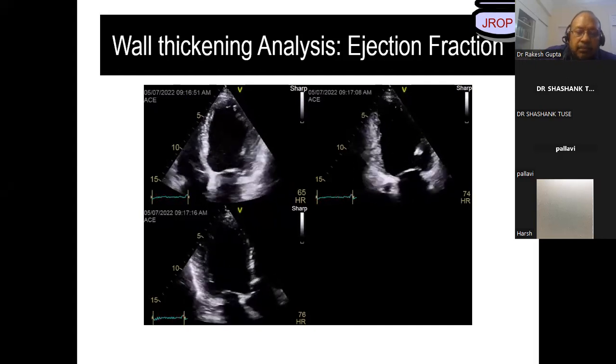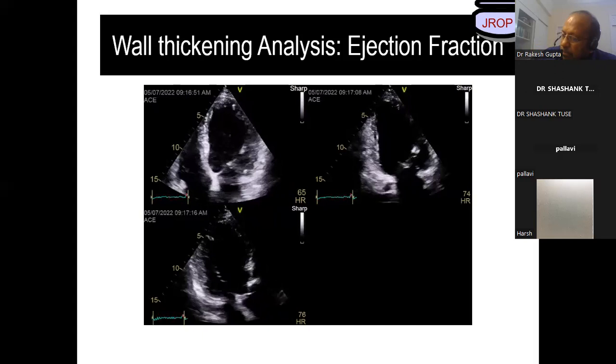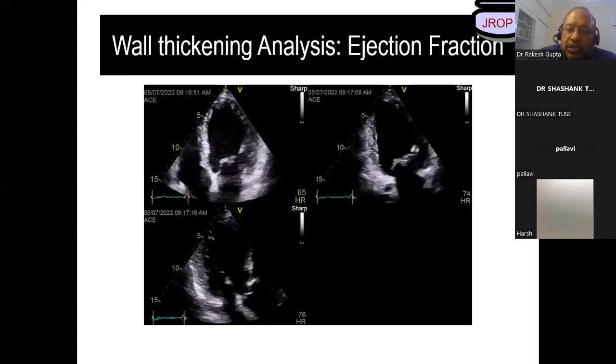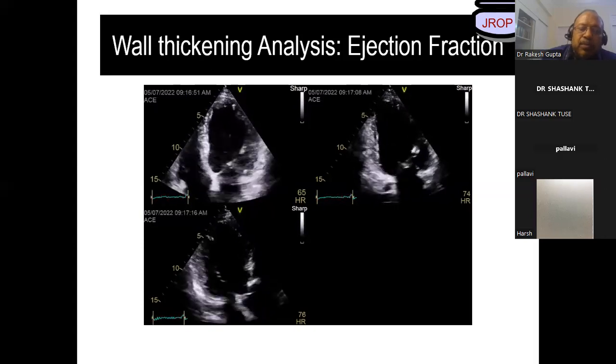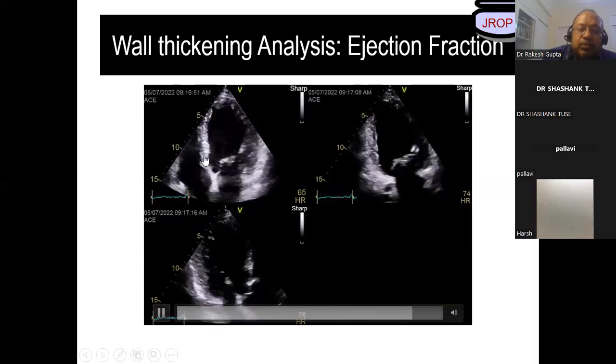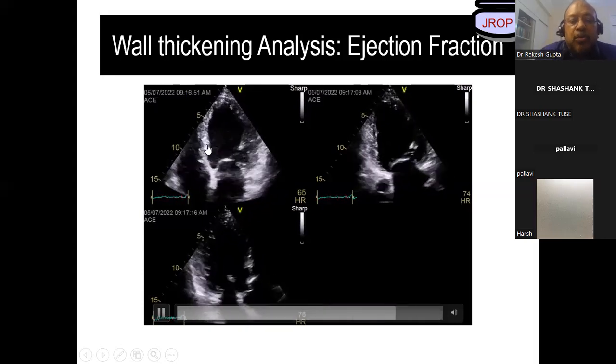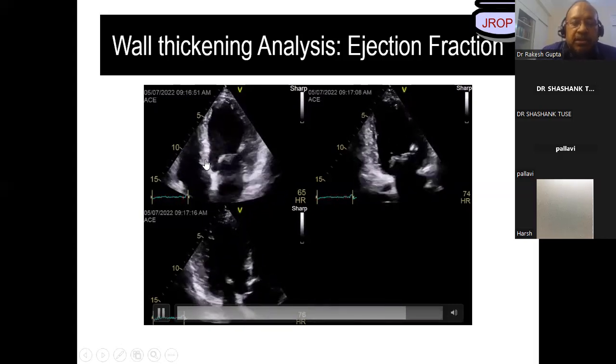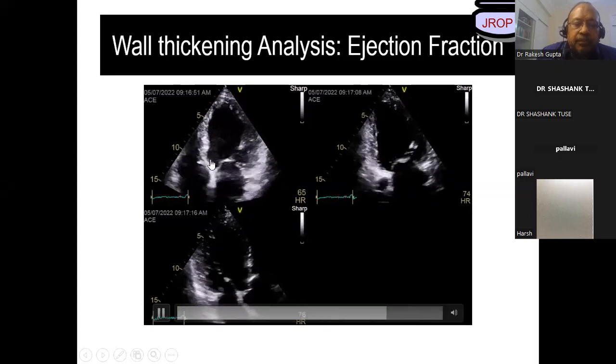It might be around 40%. Okay, approximately. I'll take it for you because it's not 40%, it's close to normal. Only one segment, which is akinetic, is the basal inferior septal segment, and that does not contribute anything to significant LV contraction. So ejection fraction would be almost normal, about 50-55% in this patient.